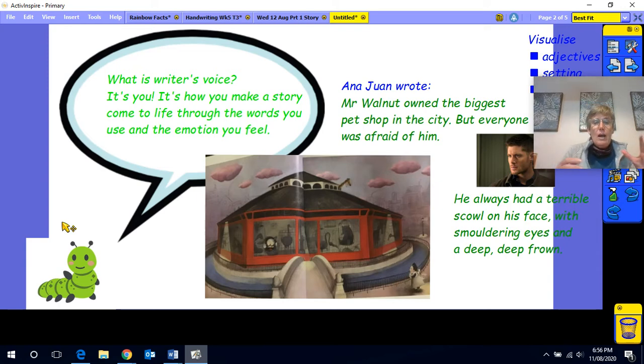So I think of this short, odd-shaped little man, and he owned the biggest pet shop in the city. So I have this vision in my mind of this huge building that sort of really stands out in this city. And in the illustration, you can see the city in the background here, and this big building seems to just jump out. But in the next sentence, she writes, but everyone was afraid of him. And so my question then is, why were they afraid of him?